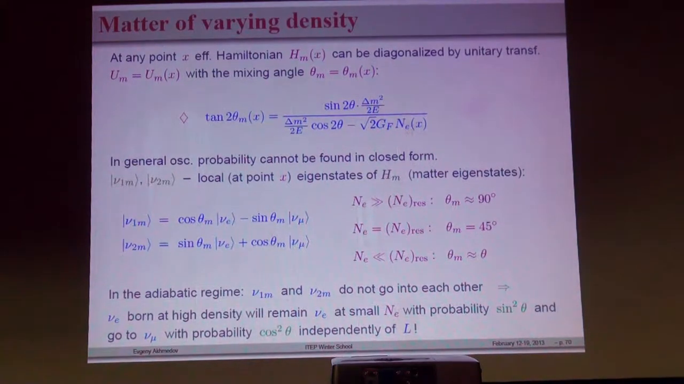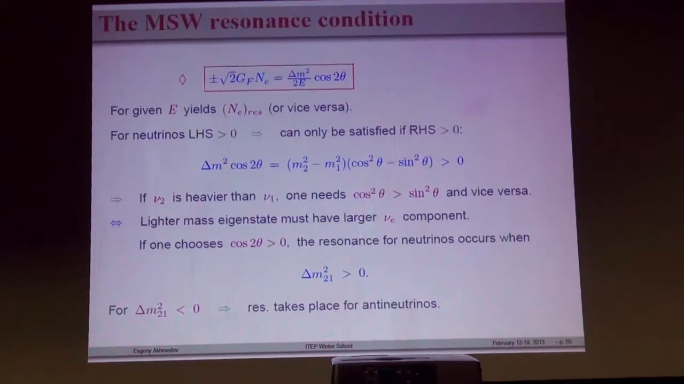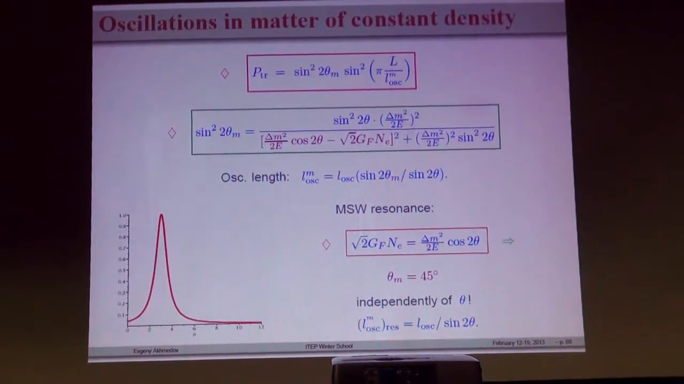Okay, now what happens if matter density is not constant? I will go very quickly through this, but something very interesting actually happens. If we go back to the case of constant matter density, we find that at the resonance we can have a maximum amplitude of oscillation equal to 1. However, to see the effect, we need the distance traveled by neutrinos to be very close to a semi-integer multiple of the oscillation length. So one half of the oscillation length, three halves of the oscillation length, and so on.